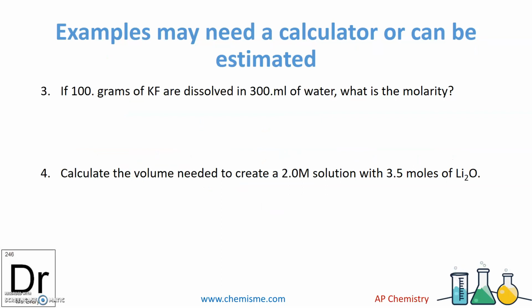These examples are harder and they might either need a calculator or be estimated. So number 3, 100 grams of KF are dissolved in 300 milliliters of water. Notice the decimals make those zeros count. What is the molarity? So we're going to have to look up how much KF weighs, which is 58.1. It's about 2, but more specifically, it's 1.72 moles. And we're going to have to change those milliliters to liters. So instead of 300, we're going to have 0.3 liters, dividing by 1,000. And so 1.72 divided by 0.3 turns out to be 5.70 molar.